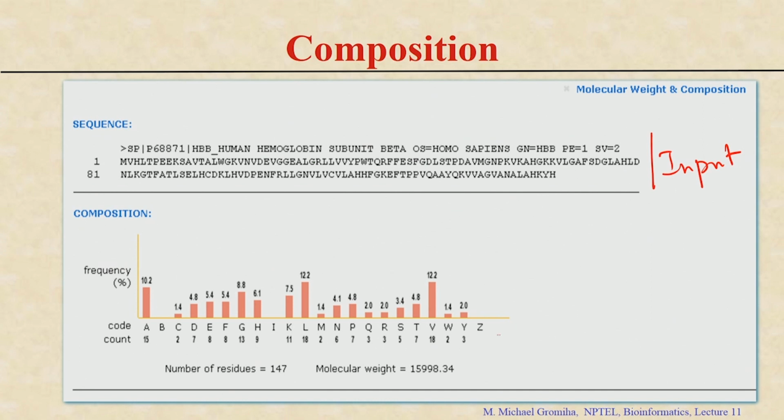So, you have 20 amino acid residues here. As I showed earlier, alanine occurs 15 times and the composition is 10.2%. So, you get the sequence on the x axis and on the y axis you can get the composition. For any sequence, you just paste the sequence and you get the data.